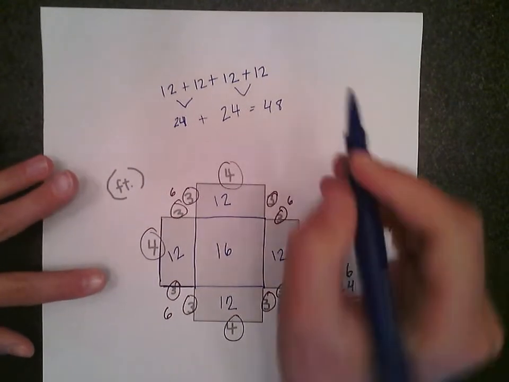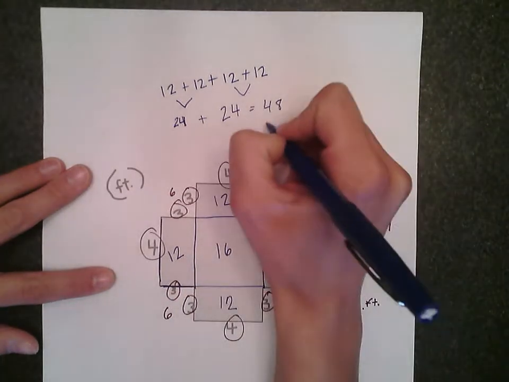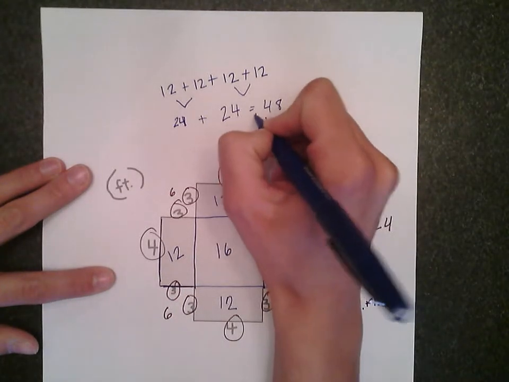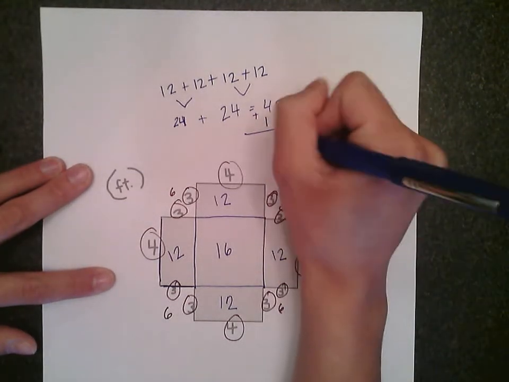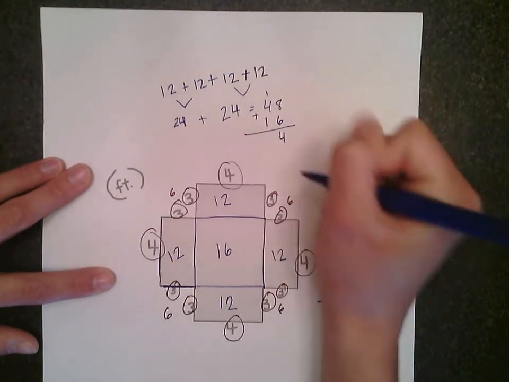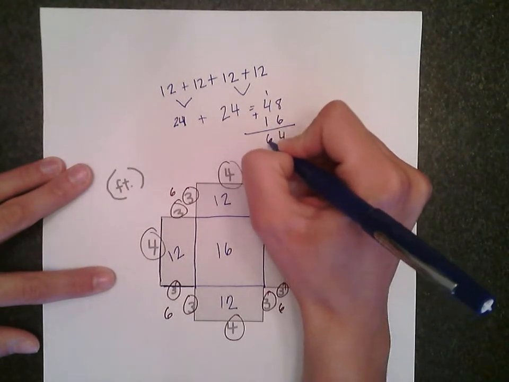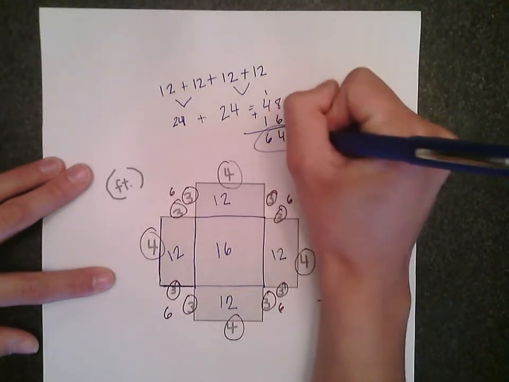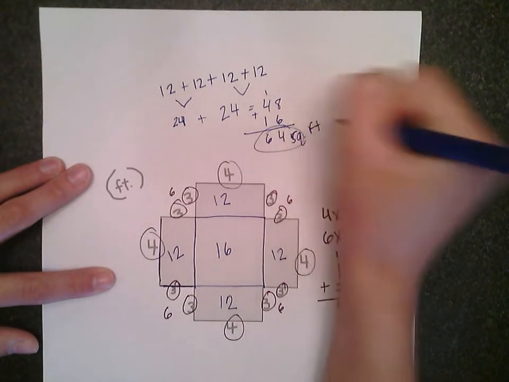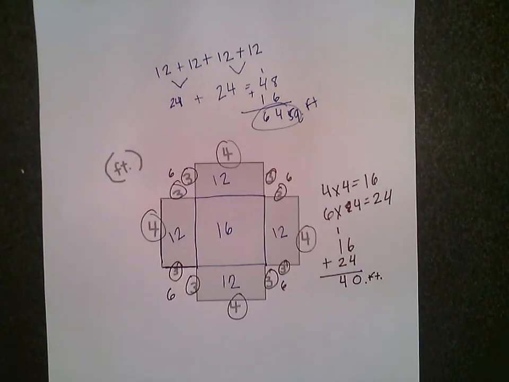And now let's take a look and add in our last 16 feet for our middle square. 48 plus 16. 8 plus 6 is 14. Add that over there. 1 plus 4 is 5. And 5 plus 1 is 6. So we have 64 square feet for the area. So that's one way to look at that.